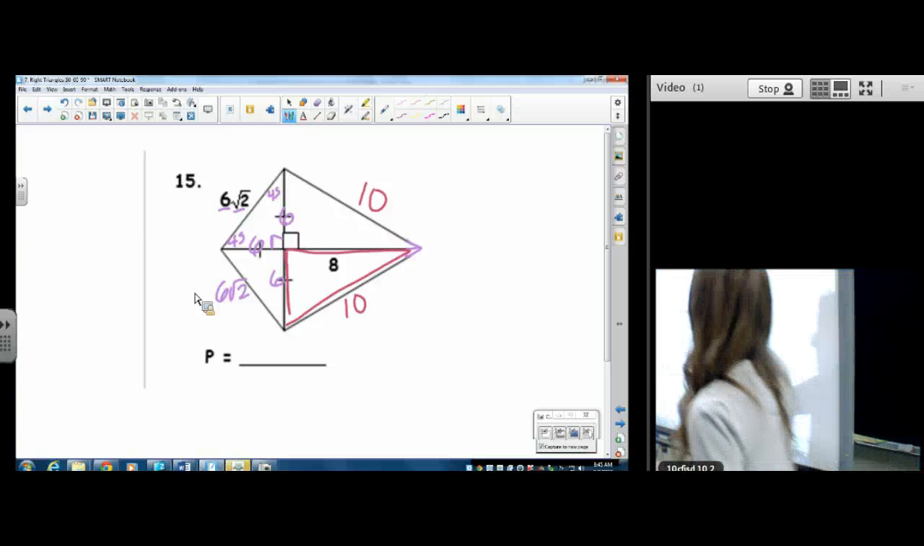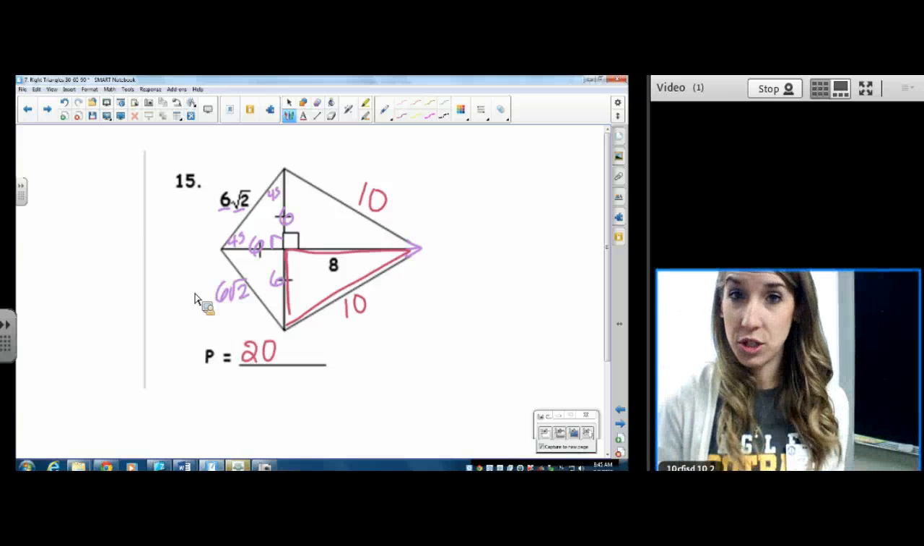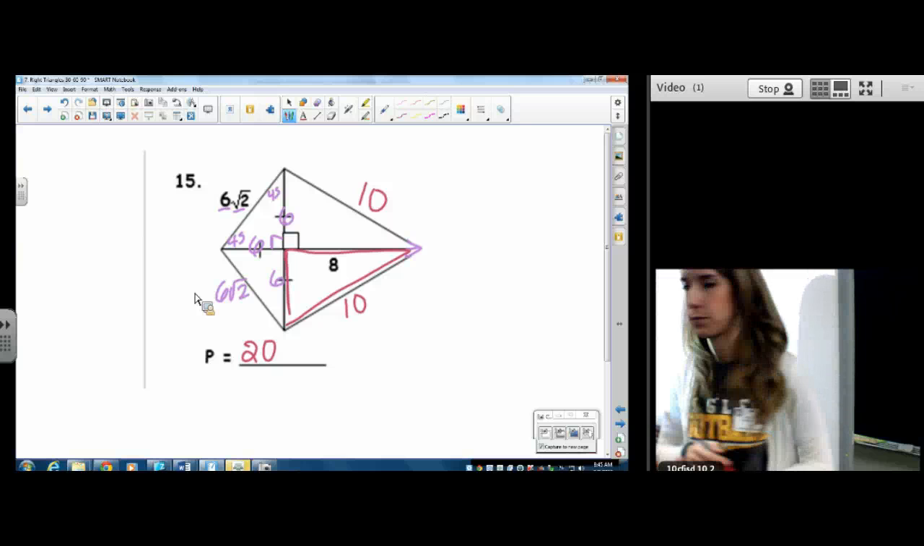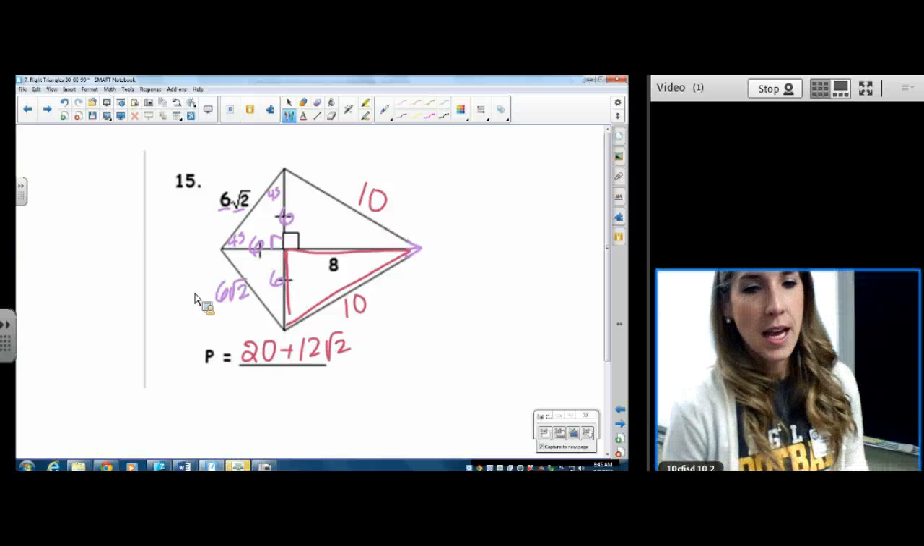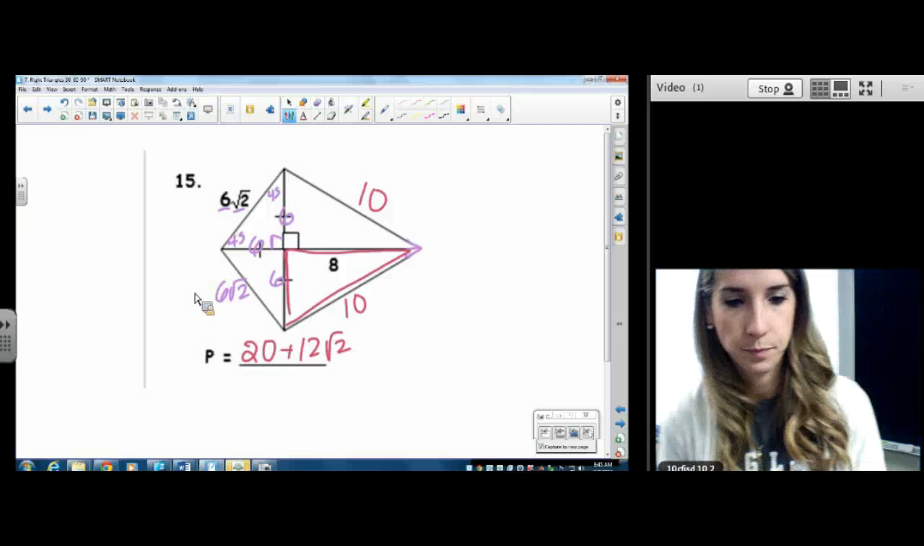Add them up. 10 plus 10, 20. Add all of our radicals. 6 root 2 plus 6 root 2, 12 root 2. You don't combine those. It is not 32 root 2. It is 20 plus 12 root 2.